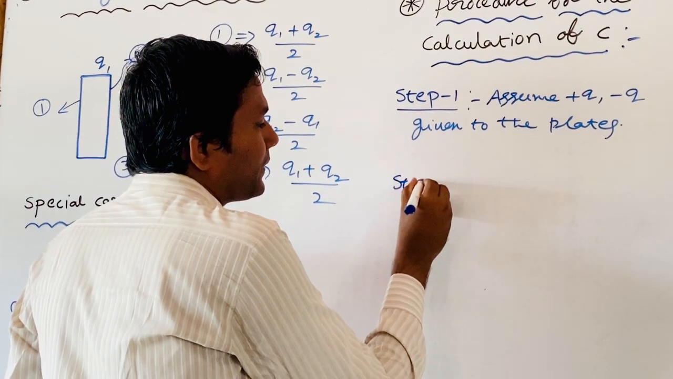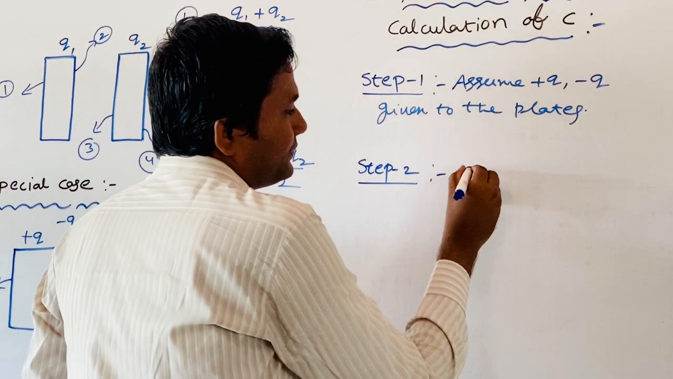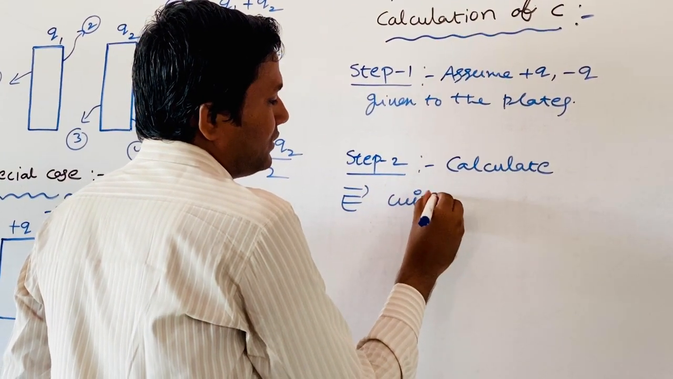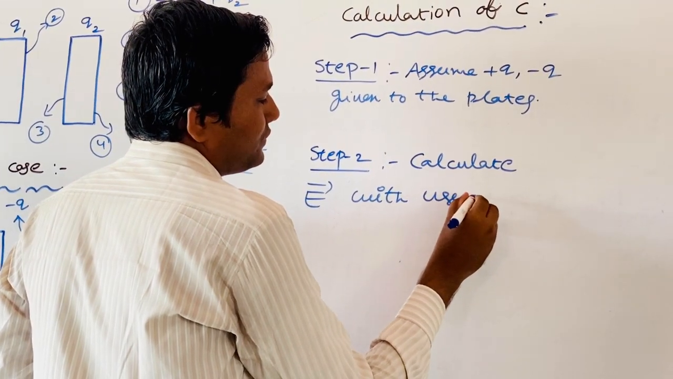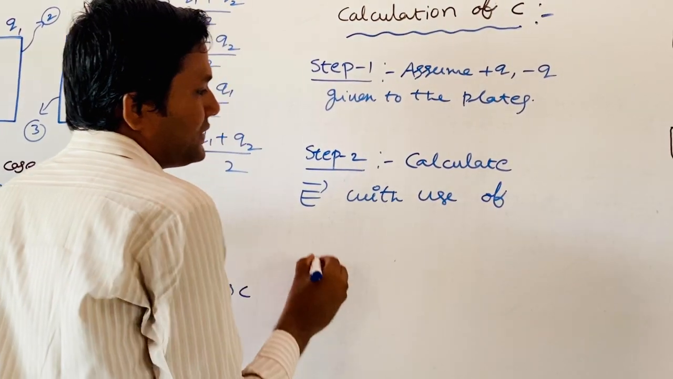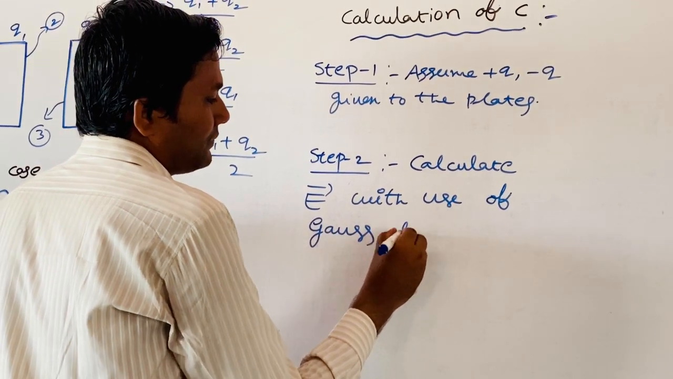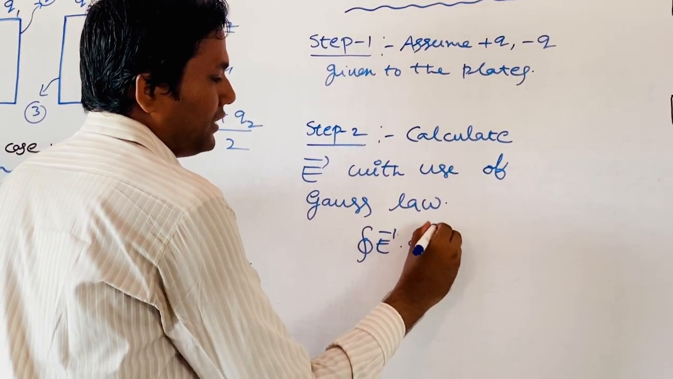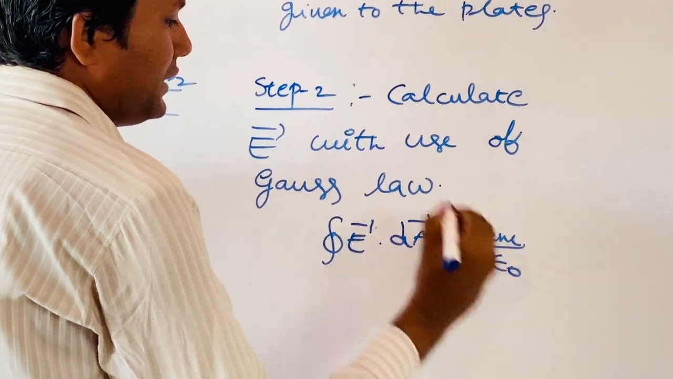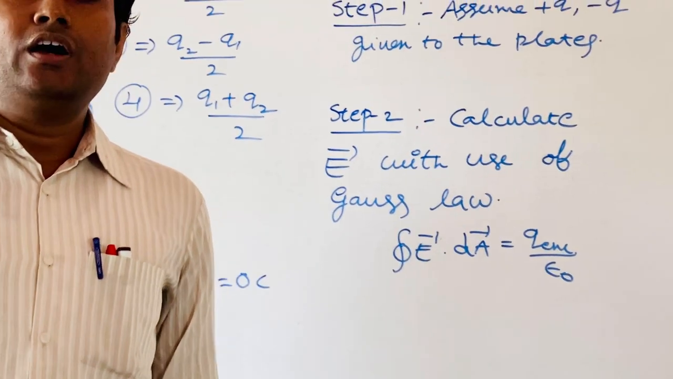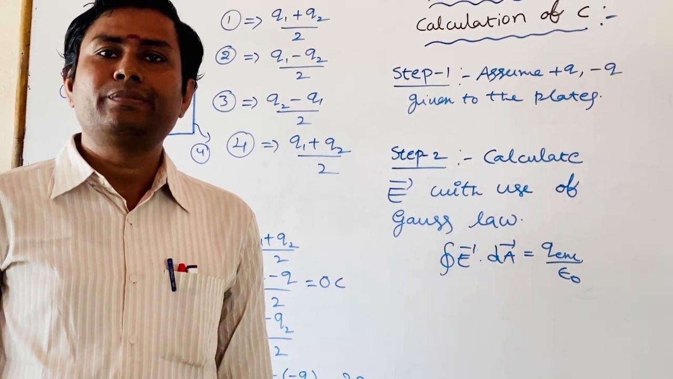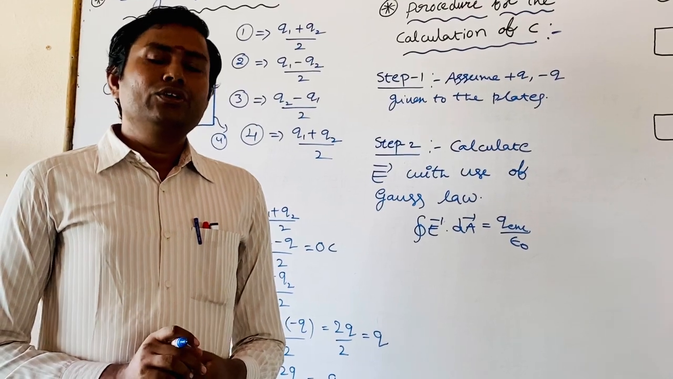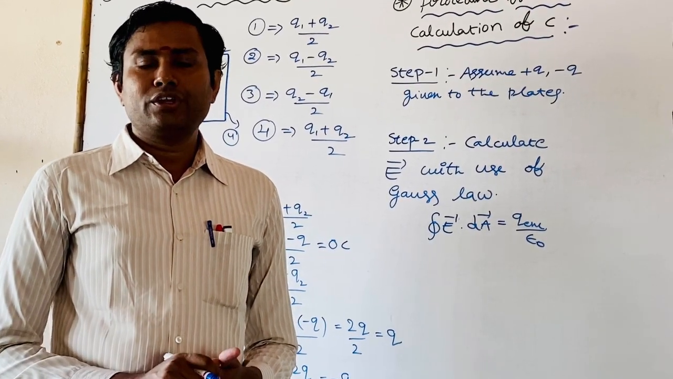Now step 2. Calculate E bar with use of Gauss law. Okay, so what is Gauss law? Gauss law states for us this one: integral E bar dot dA bar is equal to Q enclosed by epsilon. Second step says for us, after giving the charges that are equal in magnitude and opposite in sign to the plates of capacitor, calculate the total electric field magnitude that is formed between the plates of capacitor. So in order to calculate that electric field between the plates of capacitor, we can utilize Gauss law.